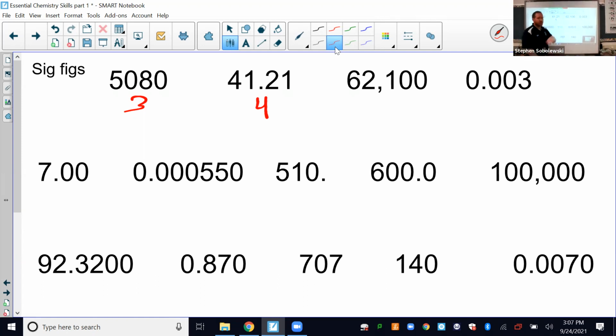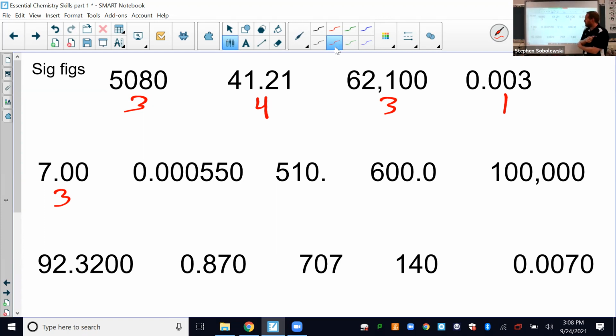62,100. I see zeros at the end. Do I see a decimal place? No, not sig figs. 3 sig figs. 0.003, leading zeros never count, 1 sig fig. 7.00, I see zeros at the end. Do I see a decimal? Yes, I do. They count, 3 sig figs. And it makes sense because the purpose of those zeros is to add to the confidence of that measurement.